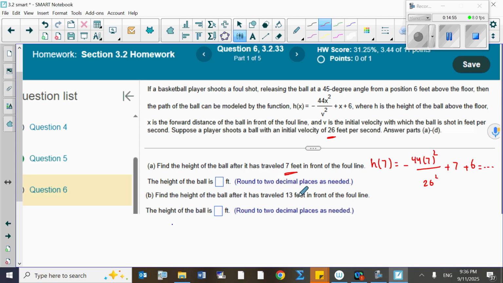The next one is also the same. It's asking us to find the height when the ball has traveled 13 feet. So this time x is 13, and you're going to find h of 13 the same way, just plug in the value.